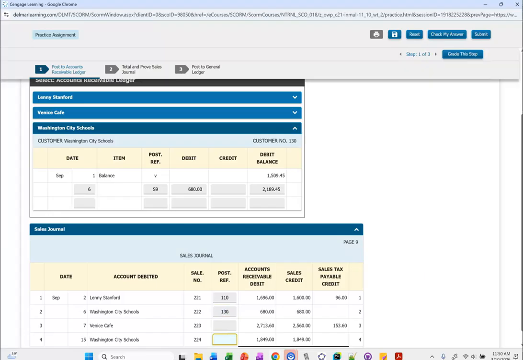Let's go ahead and do the other Washington City Schools transaction as long as I'm in the ledger. So 15, S9. This time our transaction was for $1,849. I'm not going to do mental math on that one. That's too much for this guy. It is 4,038.45.